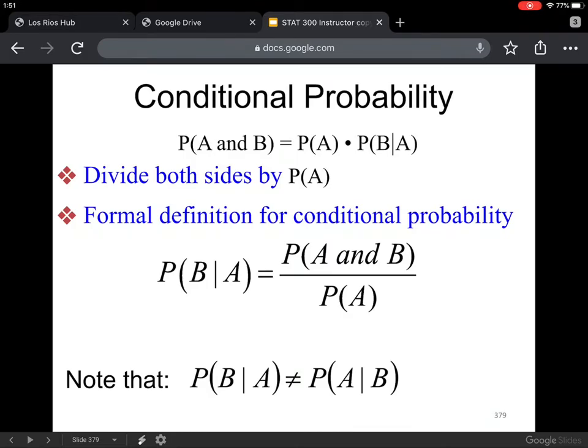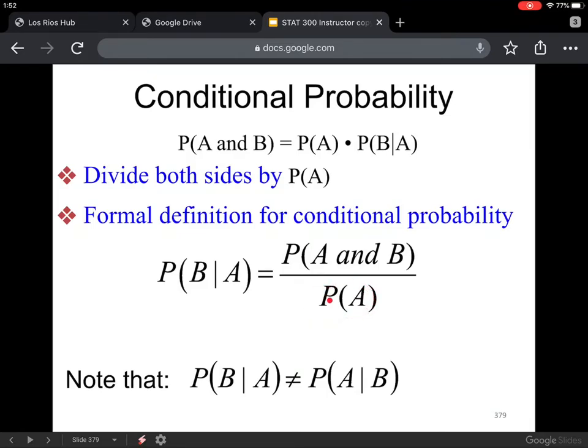Here's some notation. Divide both sides by probability of A, and you get a formula for conditional probability. That's the second thing that we want to talk about in this section. So you remember this formula: probability of A and B is equal to probability of A times the probability of B given A. And this second one, when they are dependent, is the conditional probability. So what if we just solve for this by dividing both sides by probability of A? Then probability of B given that A has occurred is equal to probability of A and B happening divided by the probability of A happening.